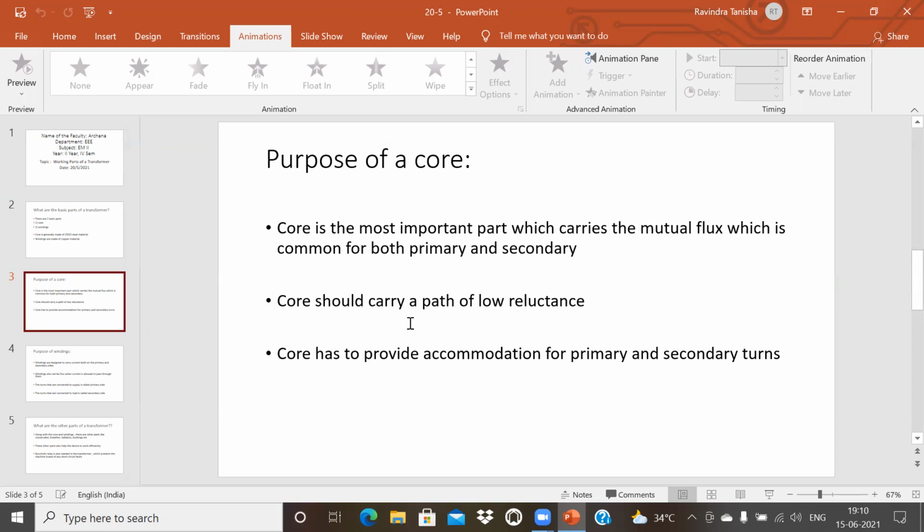What is the other duty performed by this core part? The core has to provide the accommodation for both primary and secondary turns. That's also one of the duties of the core part.